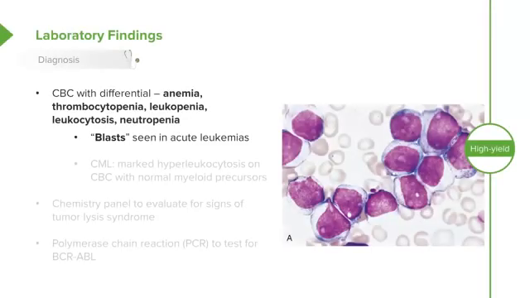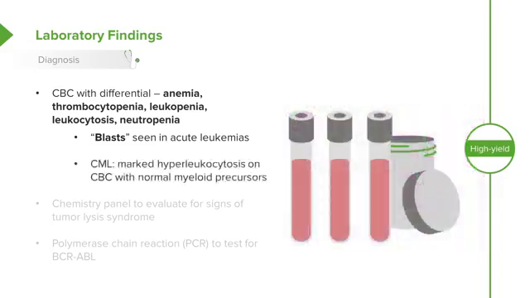You also may see a particular type of cell called a blast. When you see a blast on a CBC differential, you should be highly concerned that that patient might have cancer, and you should probably refer that patient to a hematology oncologist. In CML, we sometimes see very marked hyperleukocytosis with white counts in the 50 to 100 range, and we often see normal myeloid precursors on those CBCs.